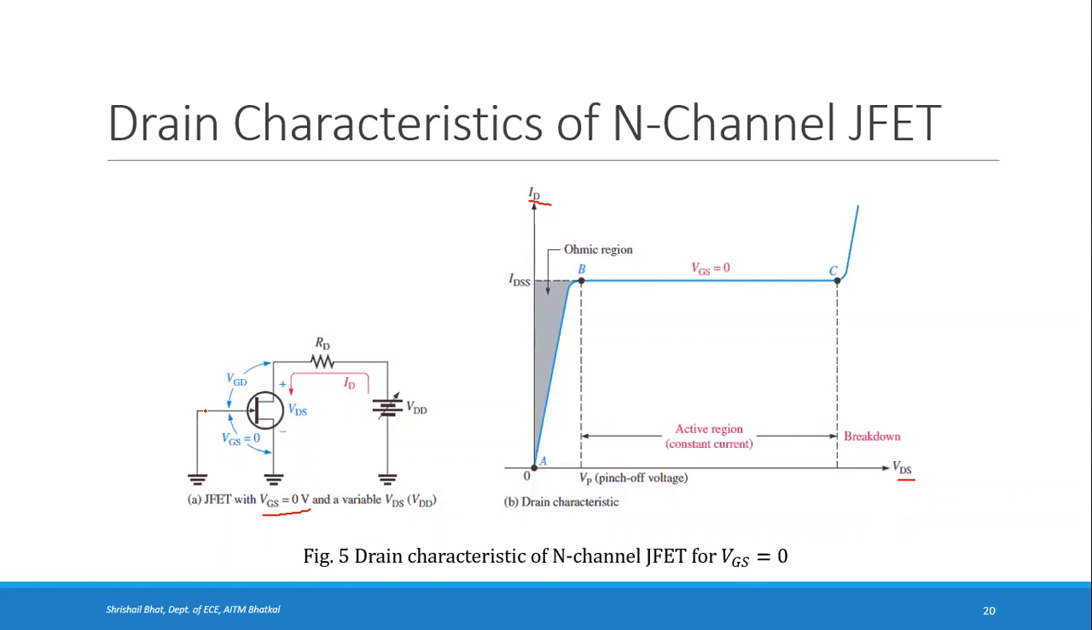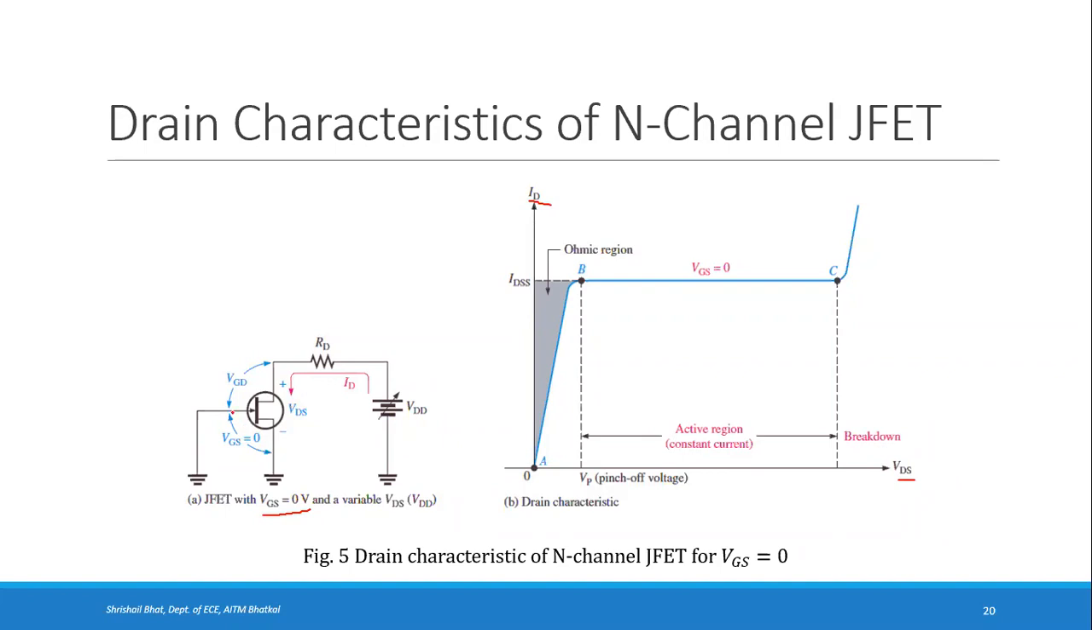If gate is connected to 0 and you are providing some drain voltage, because of which there is a drain to source voltage VDS. We are varying this VDS, that means we are slowly increasing this VDS and noting down the values of the drain current ID. Now let us analyze how the circuit works.